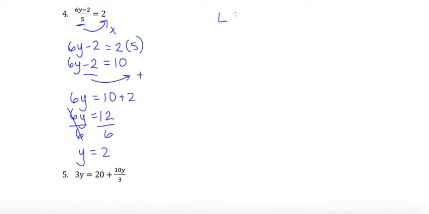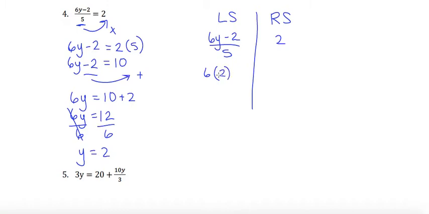So let's verify our work by using a left side, right side check. The left-hand side of my equation is 6y minus 2 divided by 5. The right-hand side is 2. So I have 6 times 2, so I'm substituting in the value for y. Subtract 2 divided by 5. 6 times 2 is 12. Take away 2 divided by 5.